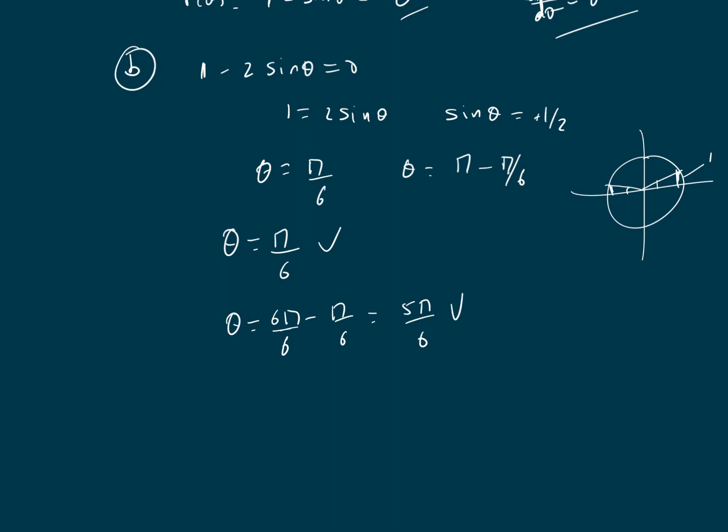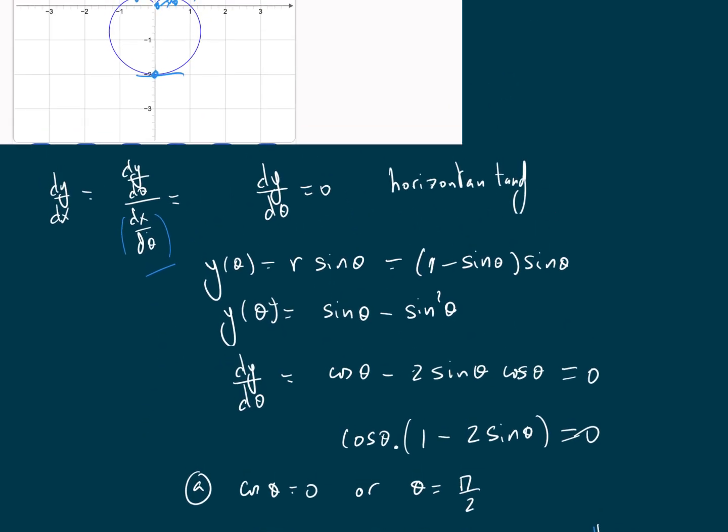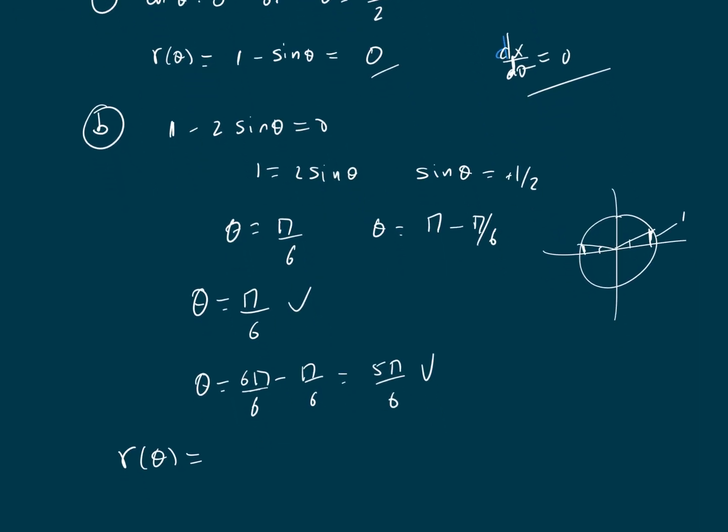At these points we have horizontal tangents. So what is the r? r of theta is 1 minus sine of theta.